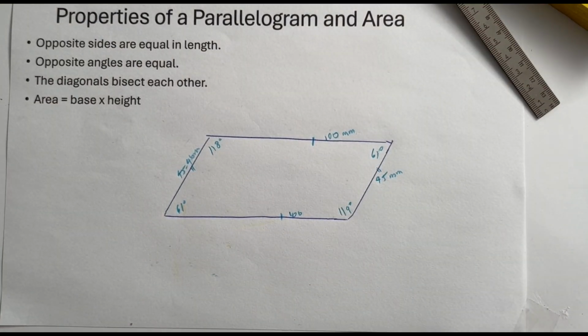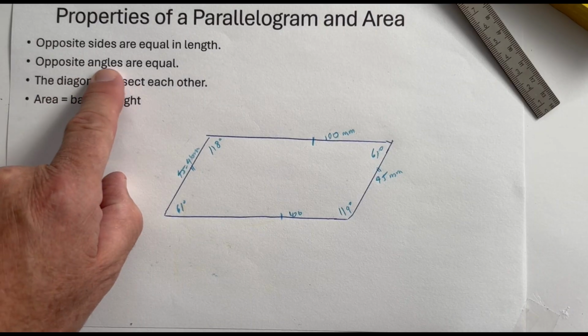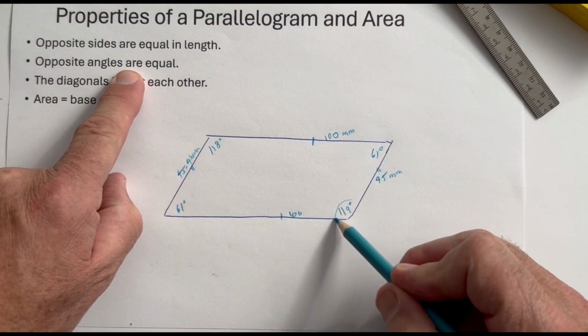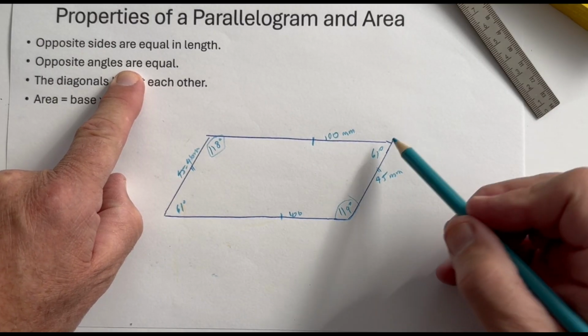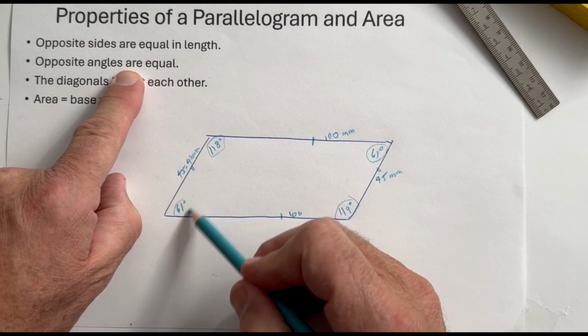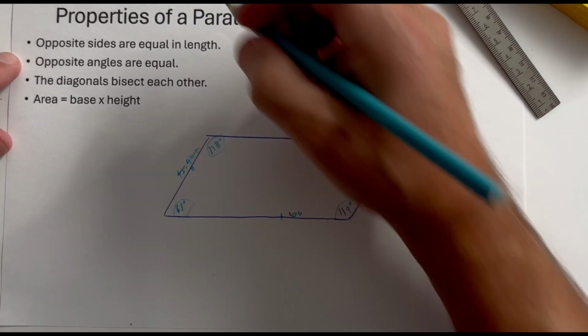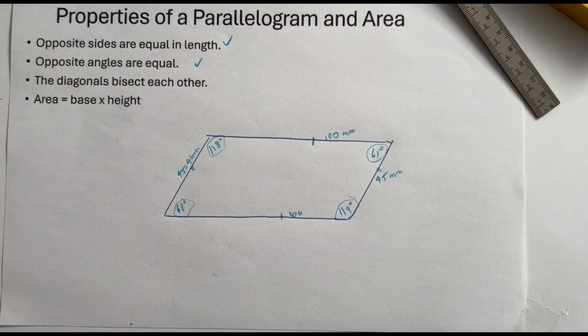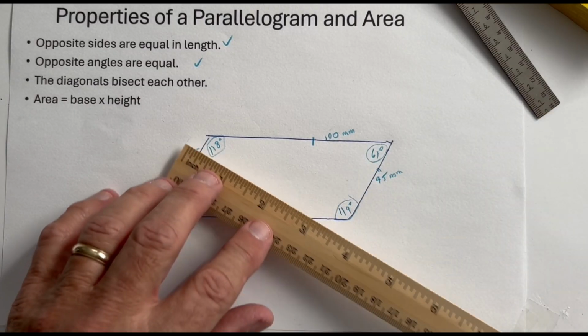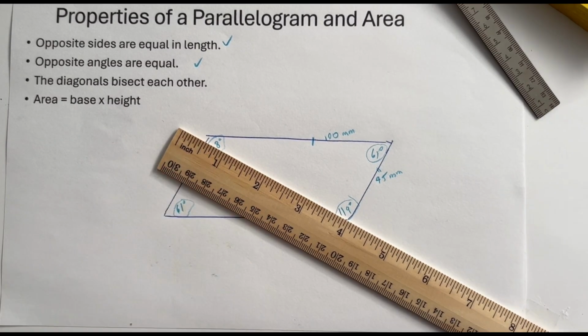Okay, so what does this tell us? So opposite angles are equal. So these are equal within measurement tolerances and manufacturing tolerances. This angle and this angle are equal. Okay, so far the first two criteria for this being a parallelogram have been met. So now let's look at whether the diagonals bisect each other. Okay, so let's draw these diagonals here.